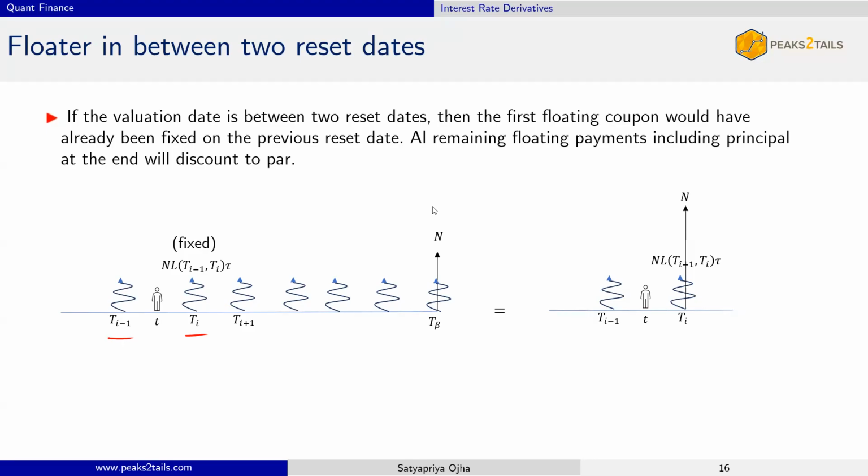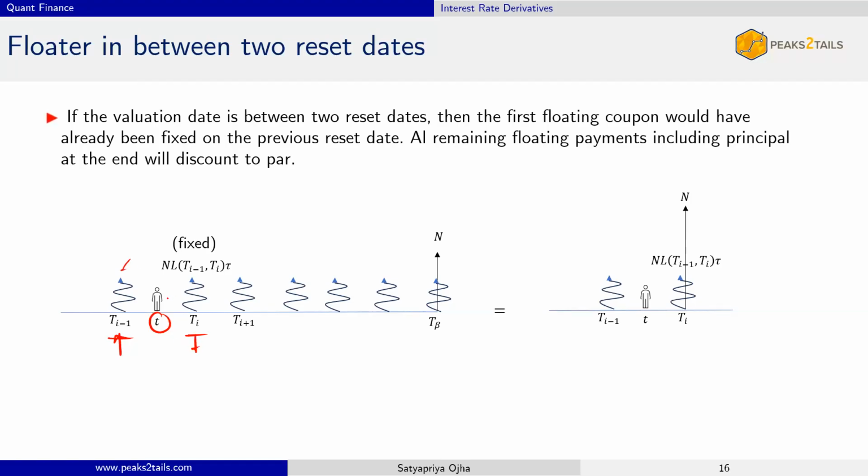So next thing is, we know that the value of a floater, remember when we say floater, it includes a principal or face value payment at maturity. So that whole thing can be seen as just a notional on the next reset date. Okay. So what if some time has passed and some floating payments have been made and you are in between two reset dates. So this was the previous reset date. You received a floating payment. This is the new reset date.